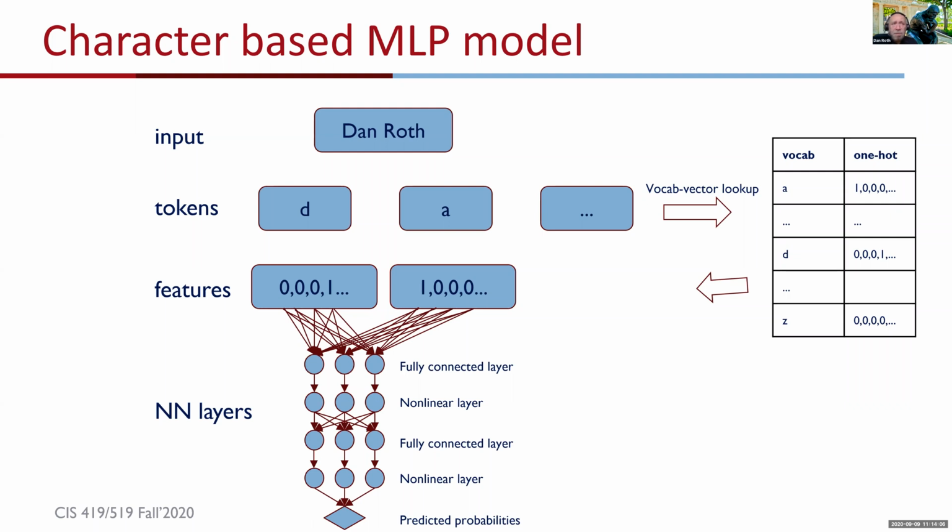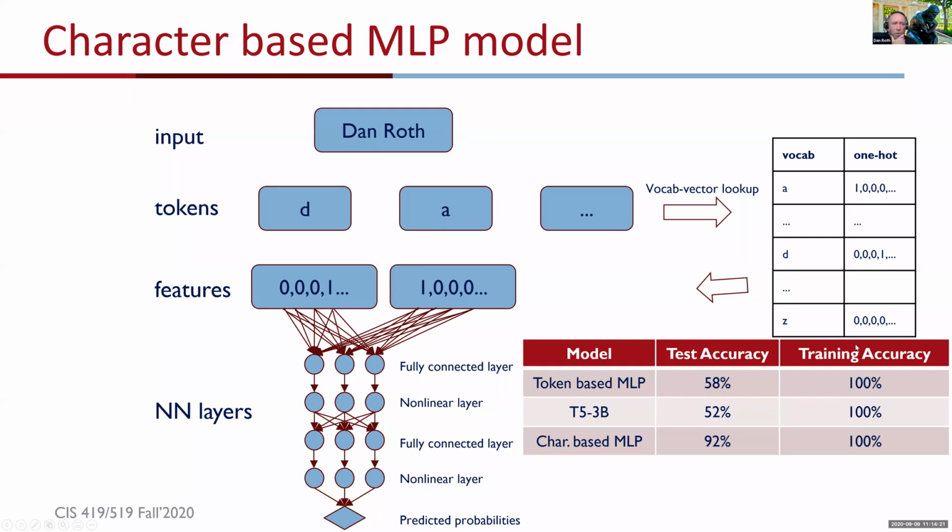Hopefully, this is a better representation. So again, A is represented as a vector of where 1 and the rest zeros. B is going to be 0, 1, and the rest zeros, and so on. Now, when I use a character-based MLP, again, training accuracy is 100% as expected. I'm getting 92%. Still a little bit disappointing because you guys that guessed it got 100%. And it's a very, very simple notion.